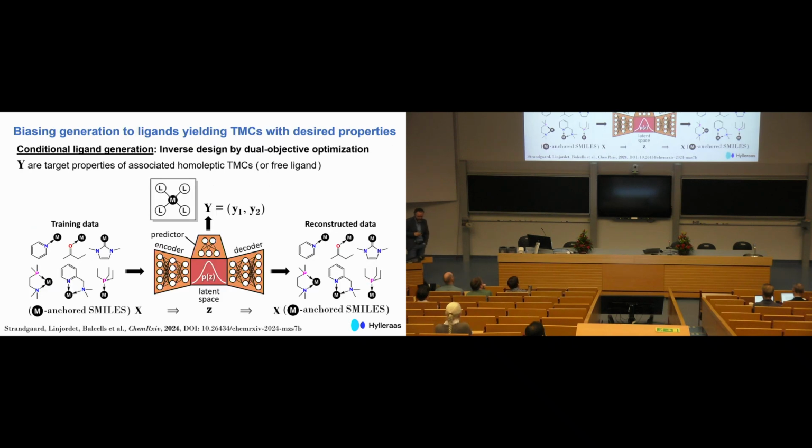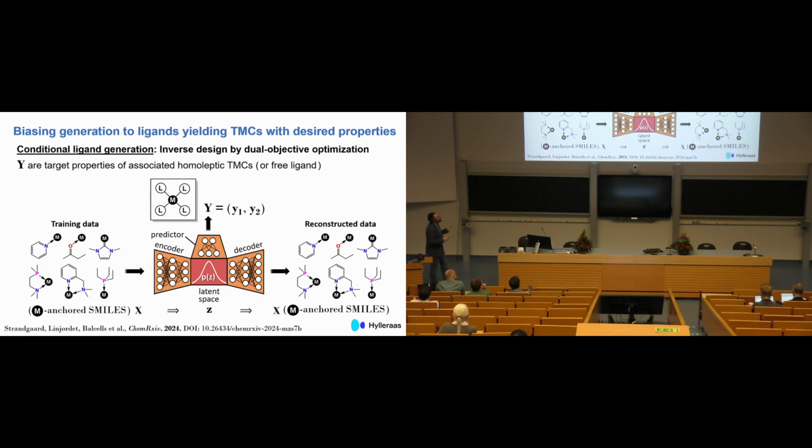Another sort of funny thing we can do with these models is you can add an additional auxiliary task in which you use a predictor to map this latent space into some chemical property of interest. What we did here to push a bit what has been done before for organic molecules is to do this mapping not to one property but to two properties.